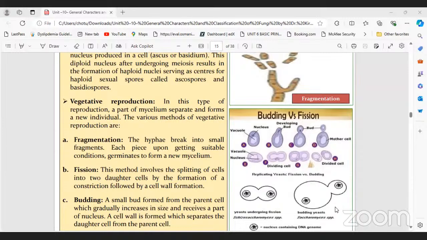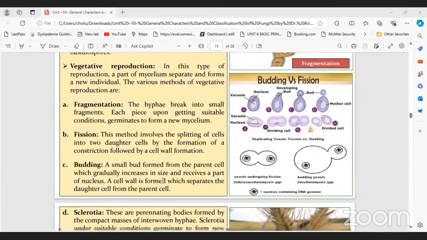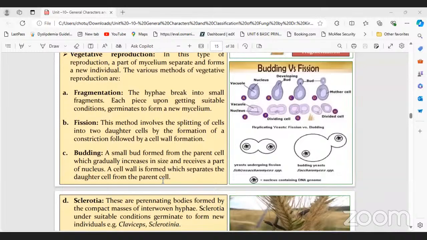This is the fragmentation. The hyphae break into small fragments. Each piece, upon getting suitable conditions, germinates into a new mycelium or new fungal plant. This is the first one. Coming to the second one, fission. This method involves the splitting of a cell. You can observe the fission method in the picture.